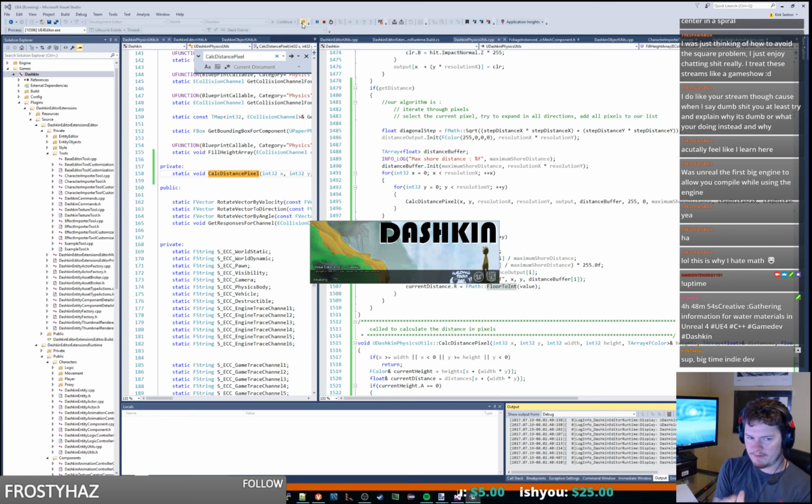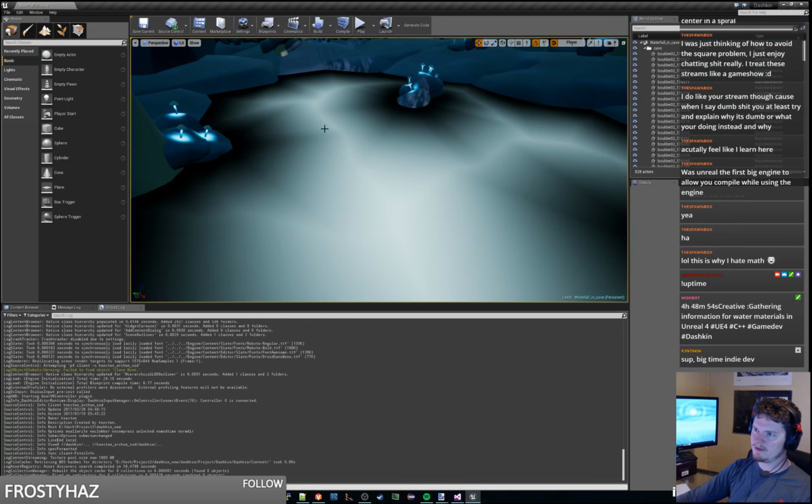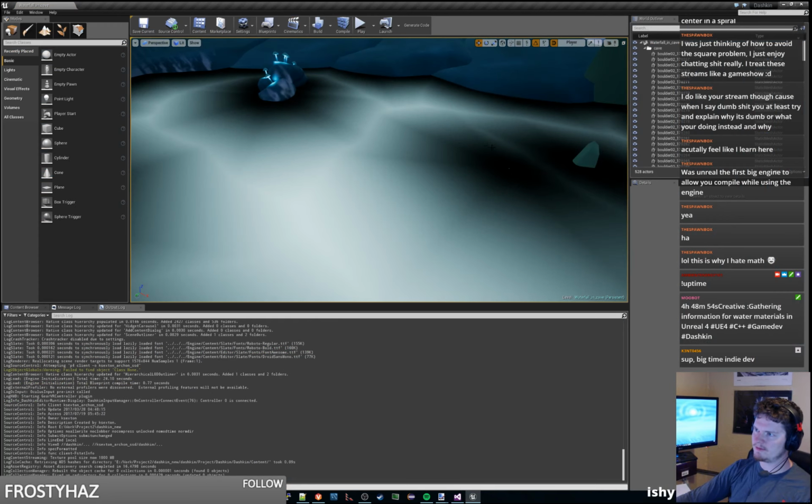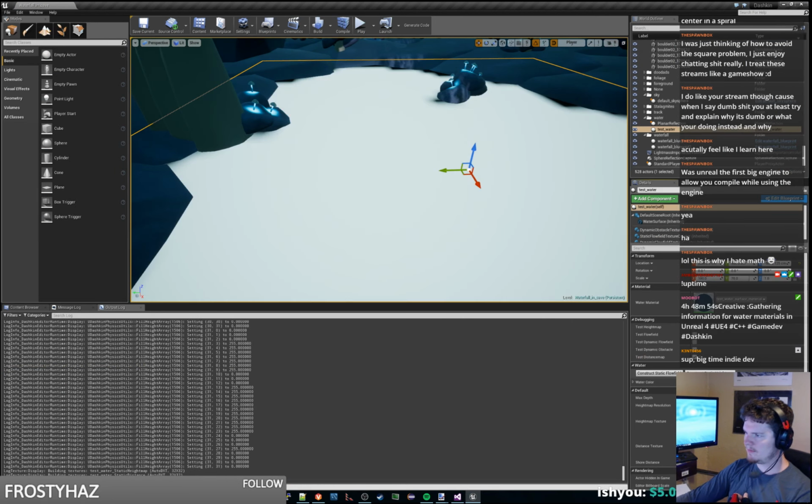Hello, Kento456. How are you doing today? I am again constantly frustrated by math. Trying to do a distance calculation. This is pre-computed distance. The problem is this distance is not quite what I want. I'm trying to get it a little bit better.